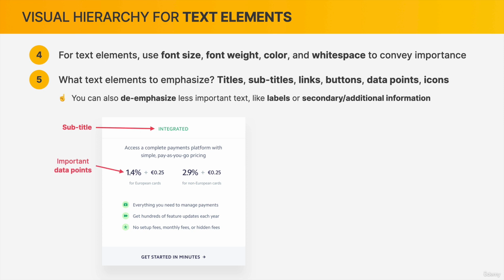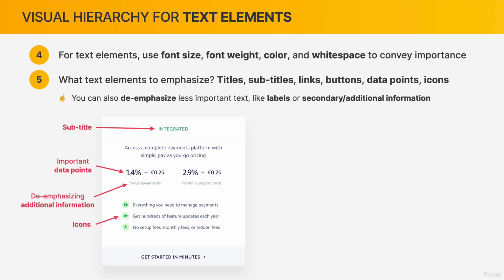So here again, we have a subtitle and a couple of very important data points. So in this case, that's prices. And so therefore, they are bold and bigger than the rest of the text. And I think they're even darker. Then here we also have some additional information once again. So just telling customers that this is for European cards. And therefore, this text is a lot lighter and also smaller.